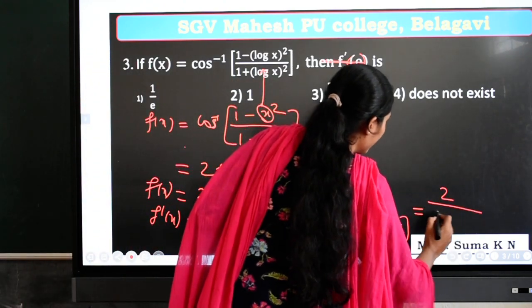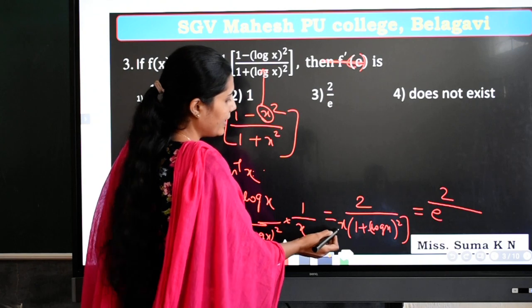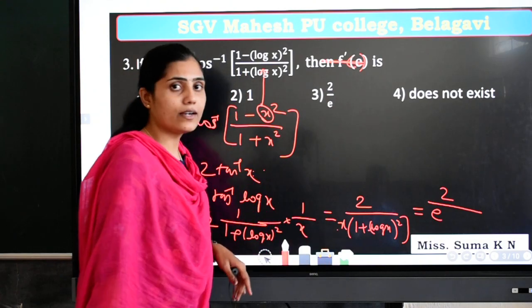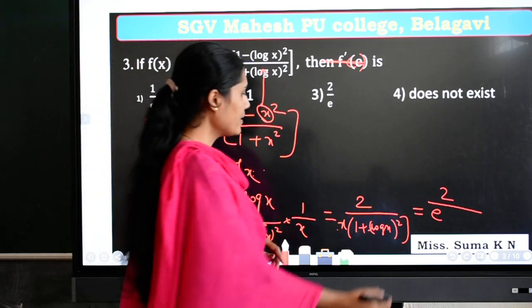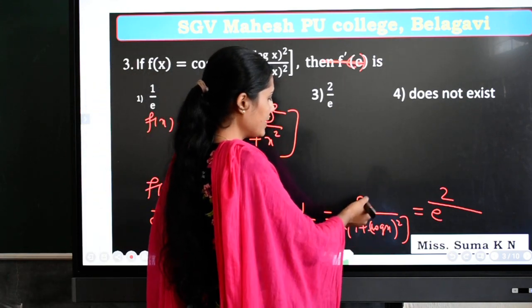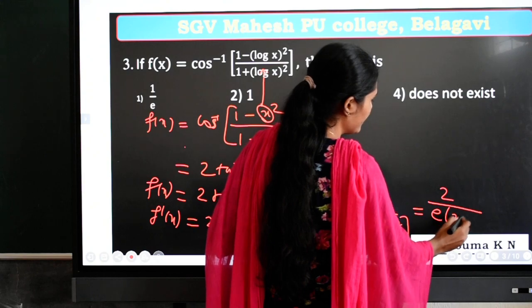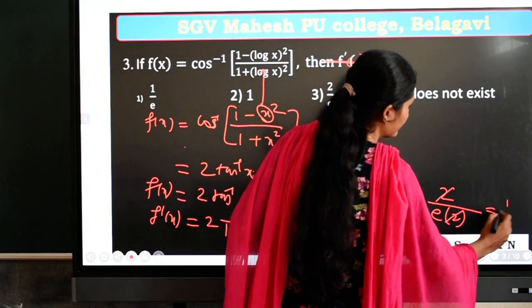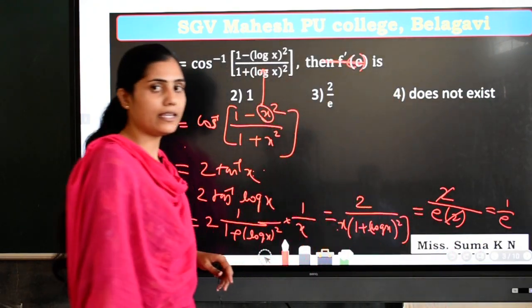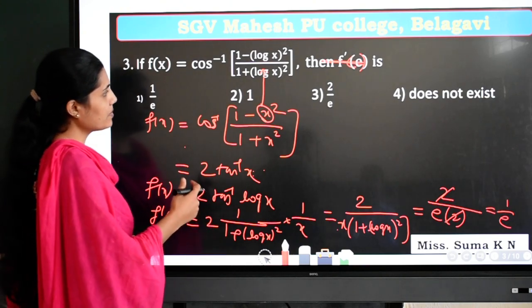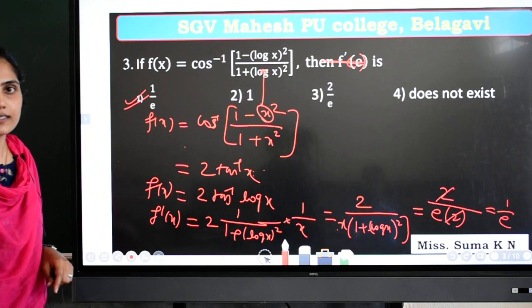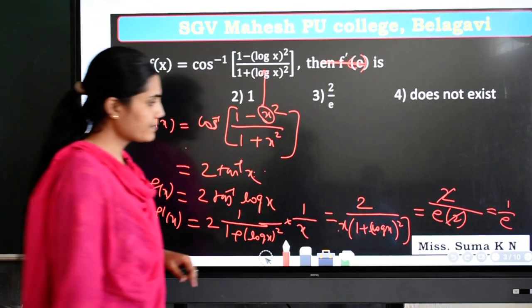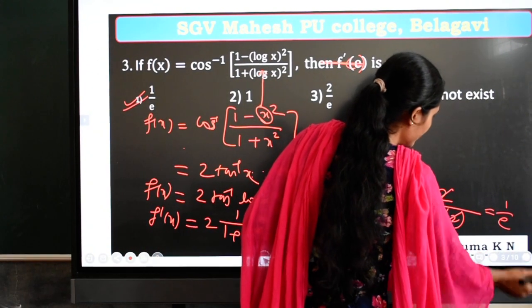2 divided by x is what? e. Log x is what? Log e. Log e value is what? 1. 1 square is 1. So 1 plus 1 is 2. The 2 gets cancelled. After cancelling, the answer you will get is 1 by e. Is it clear? Now see which option is the right answer. 1 by e, the first option is the right answer. Is it clear? Now we will go to the next question.